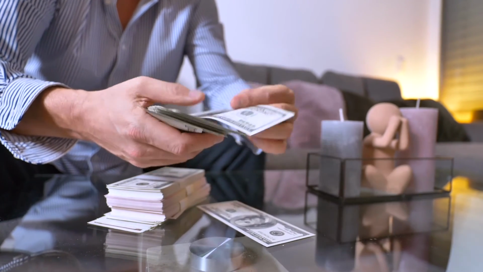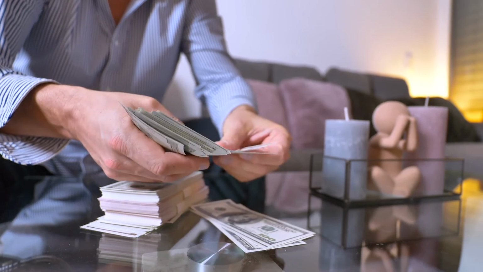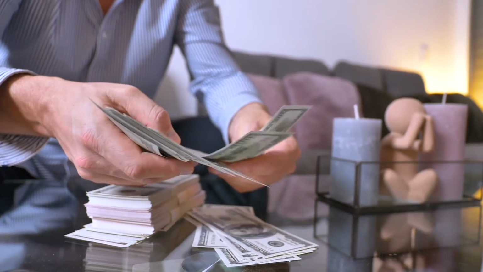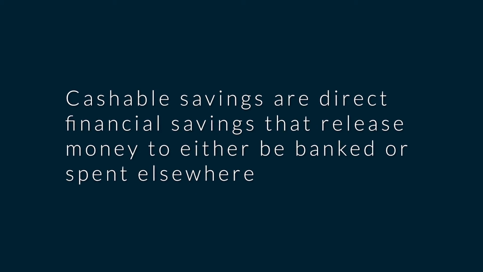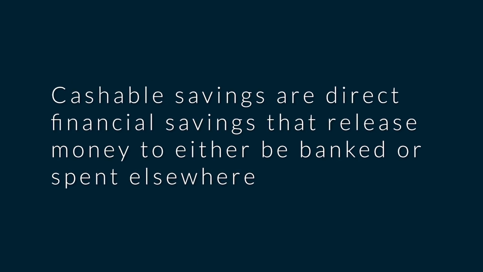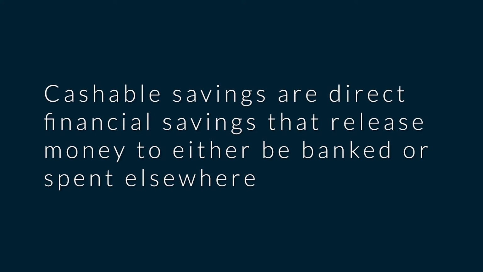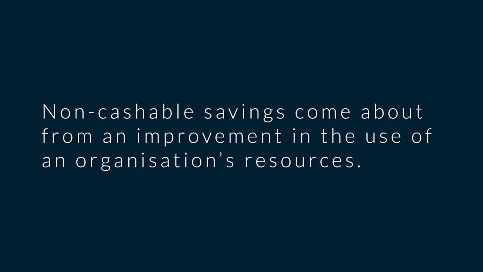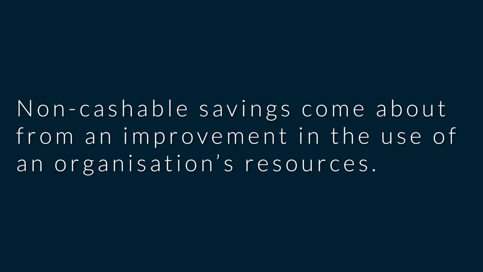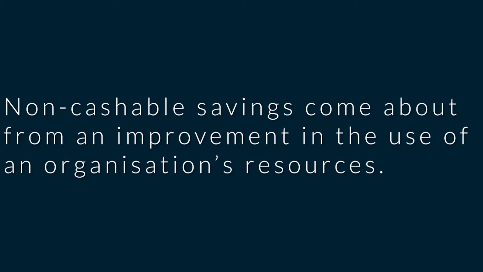The difference between cashable and non-cashable saving is important when looking to achieve efficiency saving. Cashable savings are direct financial savings that release money to either be banked or spent elsewhere. Non-cashable savings come about from an improvement in the use of an organization's resources. Both of those are important, but you do realize that only one of them is going to affect how much money you have.